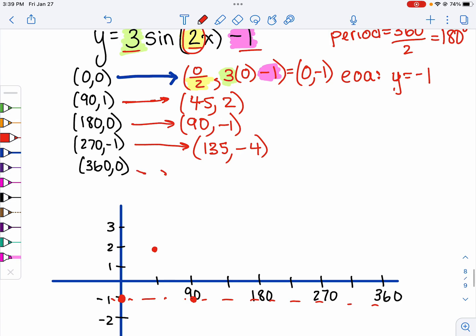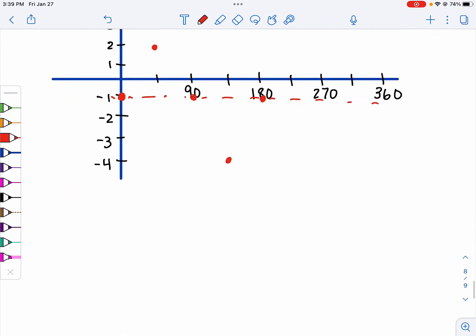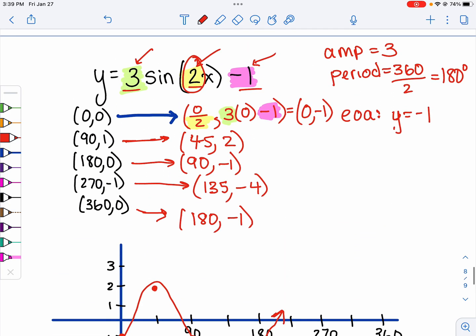And finally, 360 and 0 is going to be 180. And the zeros have all worked out to be -1. So 180 and -1. And that's what our new sine curve will look like. And it's going to go on in both directions forever. So you can put arrows at the end.